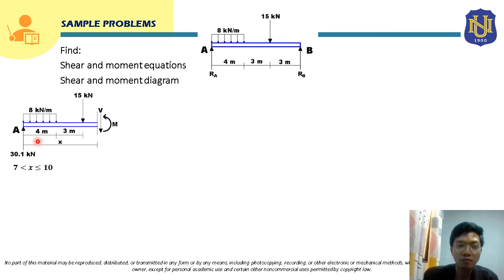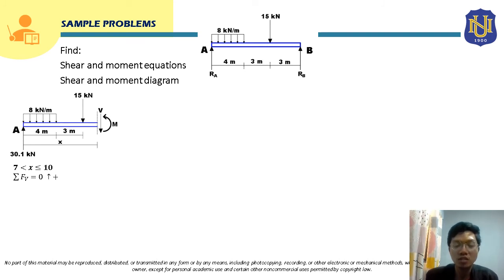Of course it will be included. And the distributed load here, which is 8 kilonewton per meter, will also be included. Its length is 4 meters. And then this 15 kilonewton force will also be included in that free body diagram of that segment. At the section, there will be an internal shear force V and an internal moment M. So we are going to solve the shear and moment equations.